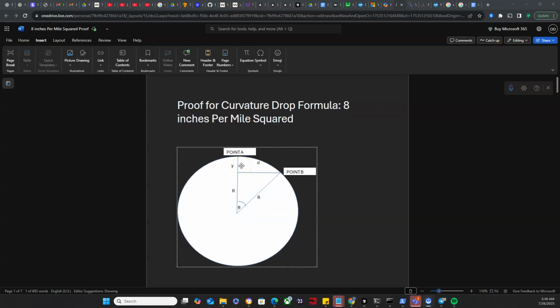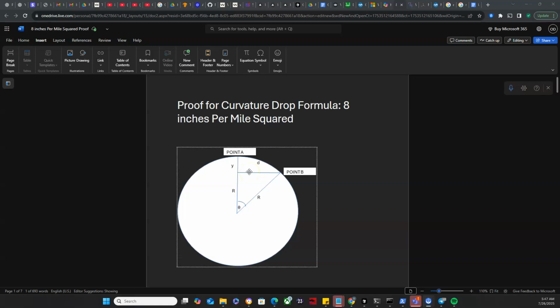Basically the way we would go about proving this 8 inches per mile squared is first by proving a formula, right? A proper formula that is not approximate. It's not an approximation, it's an exact formula. After doing that, we can then proceed to get the approximations, the 8 inches per mile squared approximation. Yeah, so I think with that we can begin.